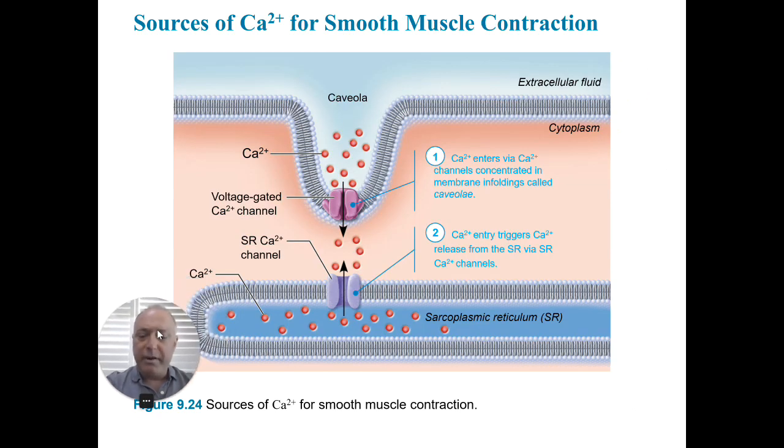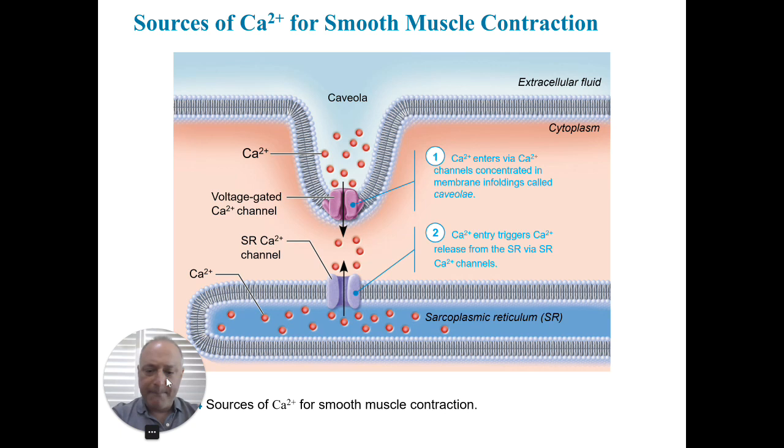Now, calcium is very important for contraction, for smooth muscle as well. And so there's a very developed sarcoplasmic reticulum in smooth muscle. The sarcoplasmic reticulum has a lot of calcium in it, and it's going to bathe the cells in calcium when this calcium channel opens. It's going to open in response to a depolarization.